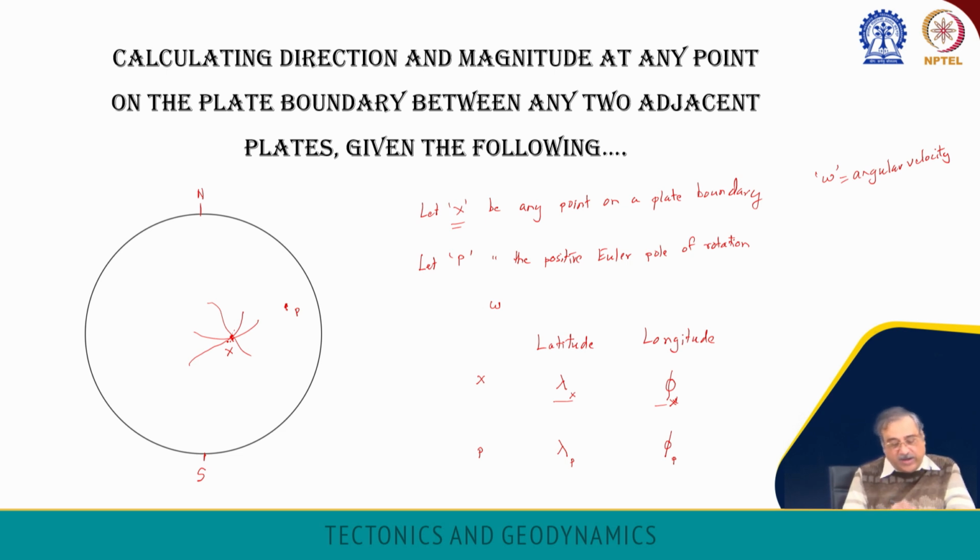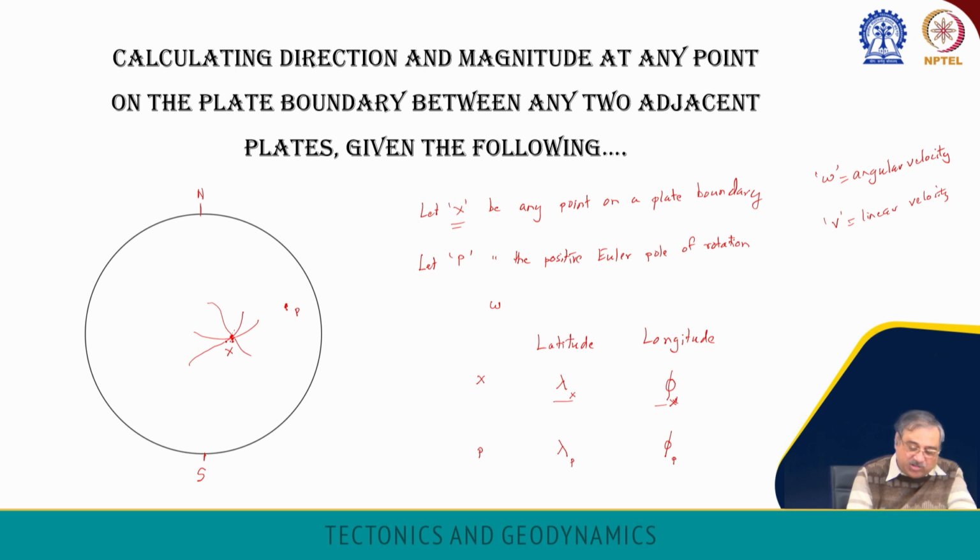Now what do we have to find out? So x is any point on the plate boundary. At this point on the plate boundary, what we need to find out is the value of the linear velocity v. So this is the linear velocity. This is the magnitude of the linear velocity, let v be the magnitude. And we also need its direction.